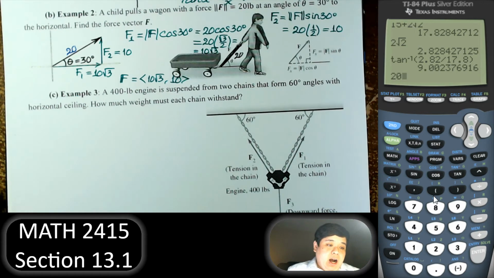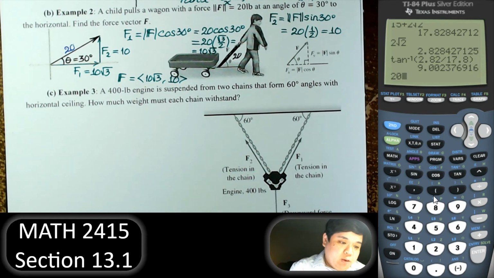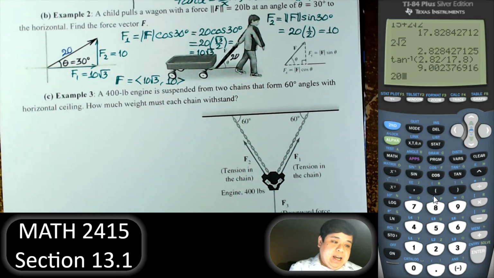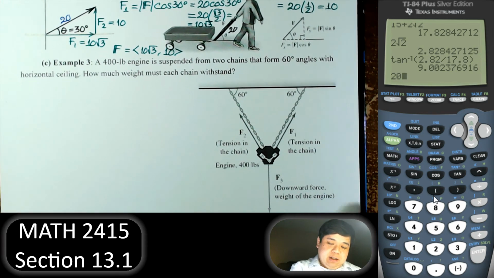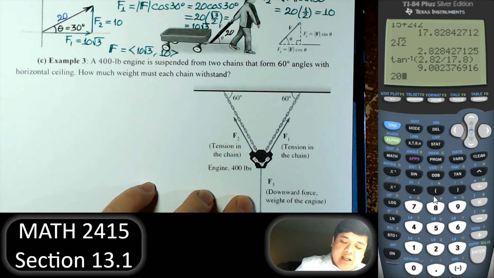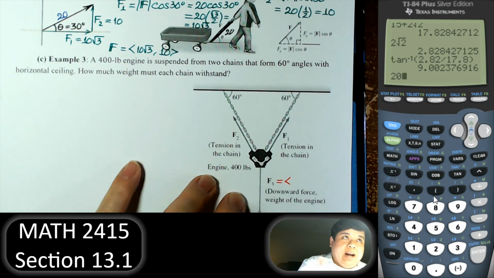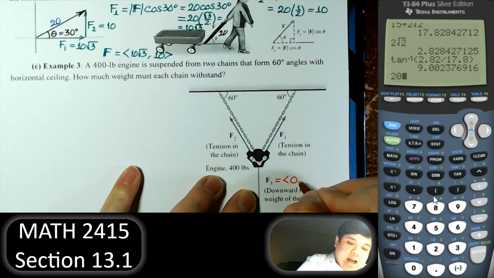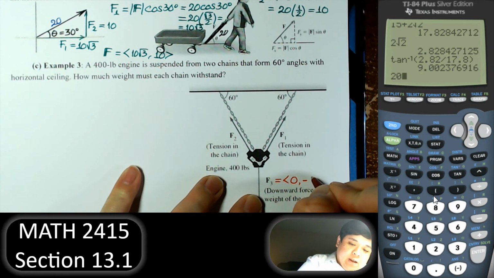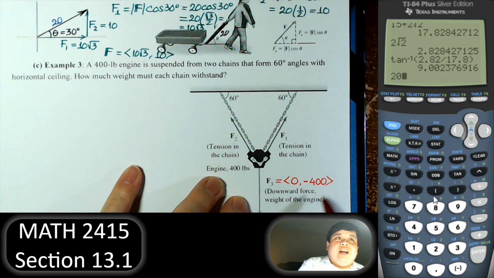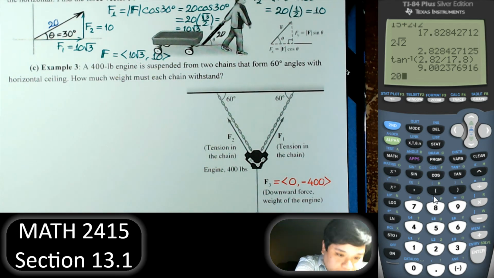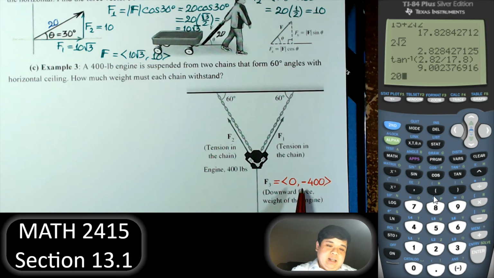Right. Next we have this example. A 400 pound engine that points straight down. Because it points straight down, the x component doesn't go left or right, but it's going down. So all the force points down at 400 pounds for the second component. So that's easy to know, F3. Because the weight always points straight down, it's 0 and negative 400.